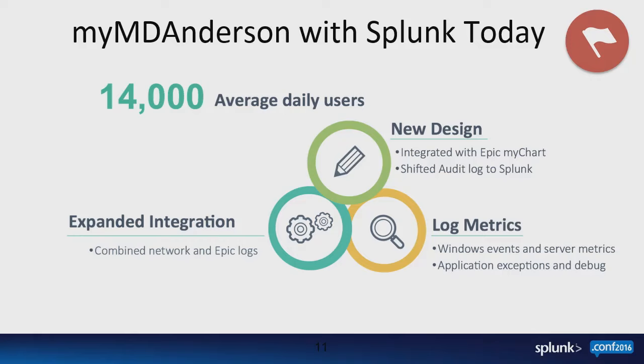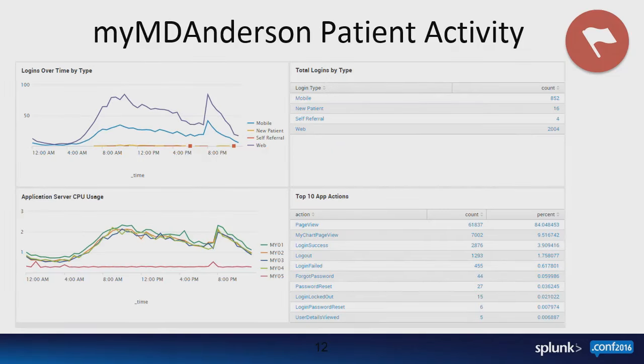What did we get out of this? I'm just going to show an example dashboard real quick. Here's the dashboard that has some activity. Here's the logins over time. At the top left, we've got that aligned with the CPU usage on the bottom there. It's a distributed environment, so we can see the status of all of the servers running it.